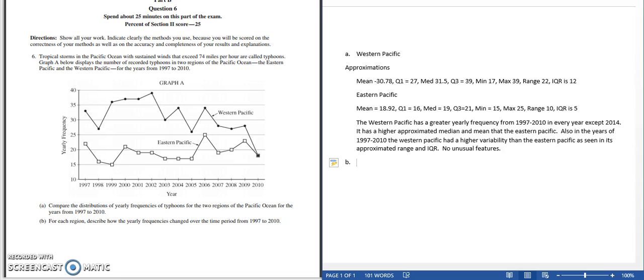Part B. For each region, describe how yearly frequencies changed over time for the period 1997 to 2010. So we're just talking about each. So let's talk about Eastern. I guess we'll talk about Western first. Western Pacific has a downward trend in the years 1997 through 2010.